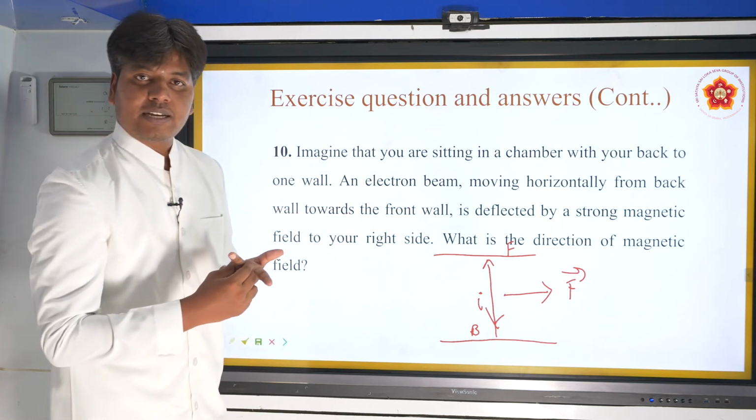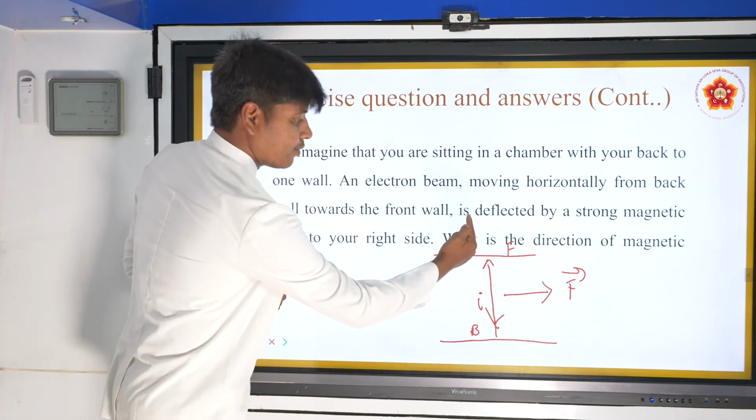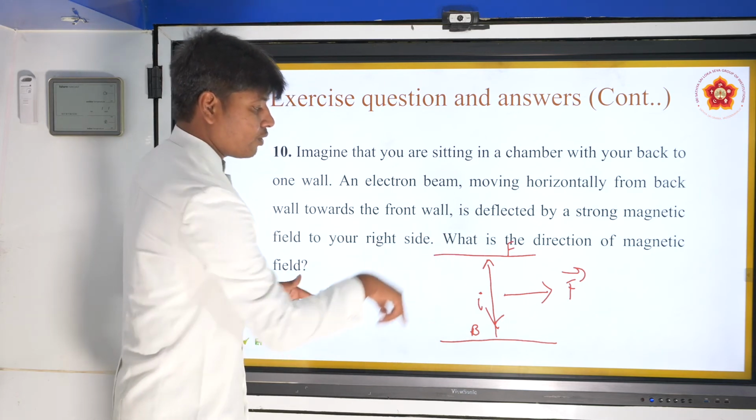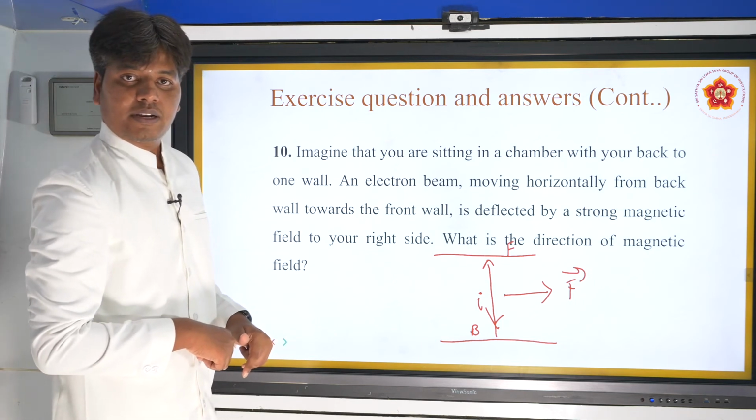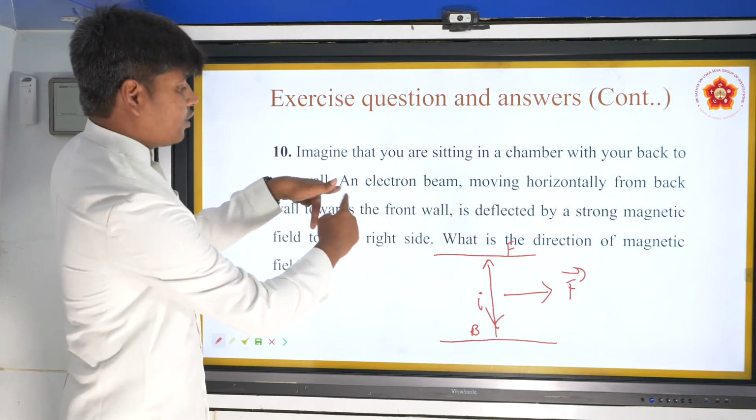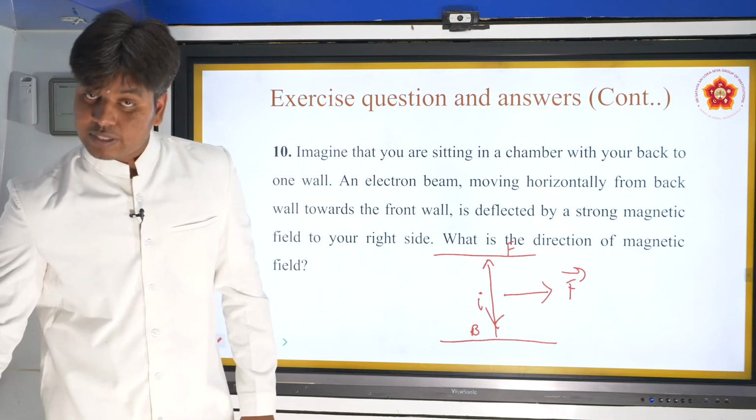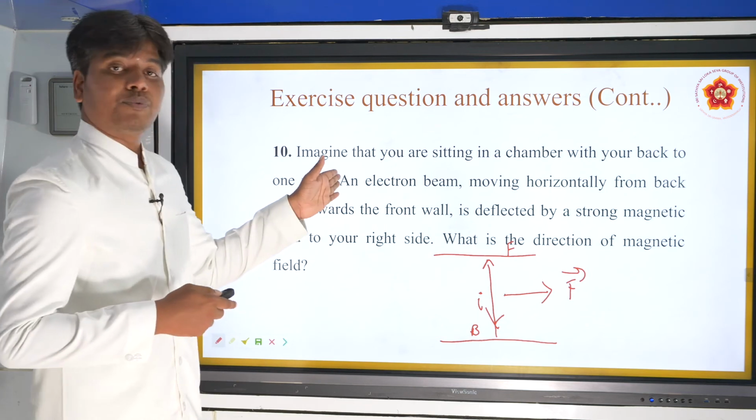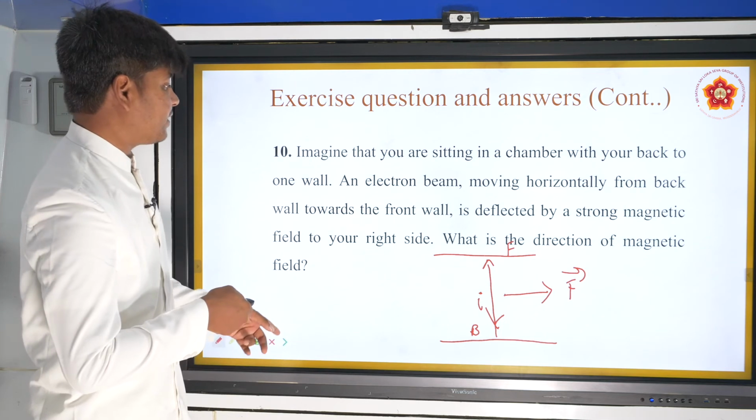Now the induced current is opposite to the direction of the electrons. So the electron is going from back wall to front wall, so for us it is moving up. So the direction of current will be opposite, so it will be down, right? So the current direction is down and the force is in the right direction, so this gives inside the board. So the magnetic field is inside the board. The direction of the magnetic field is inside the board.